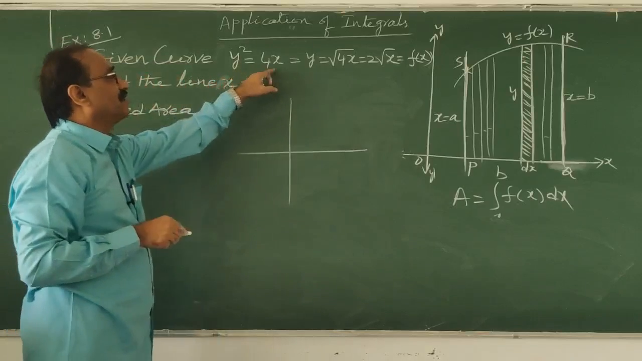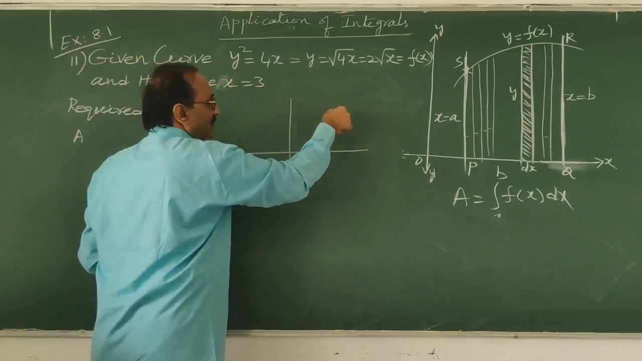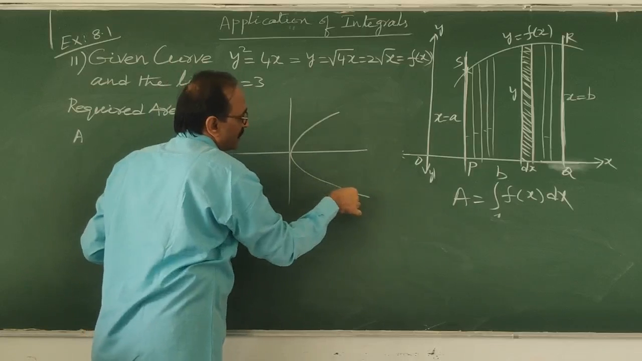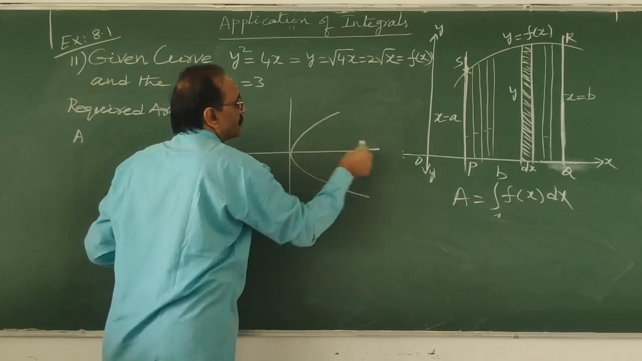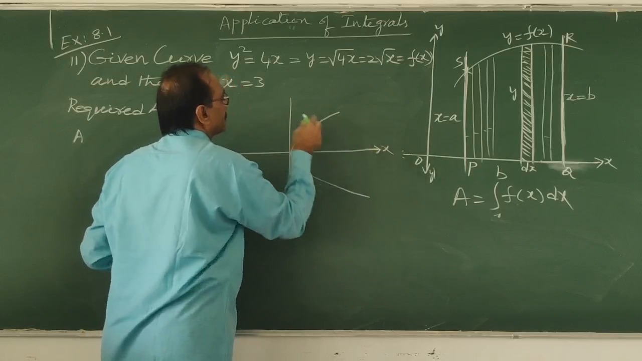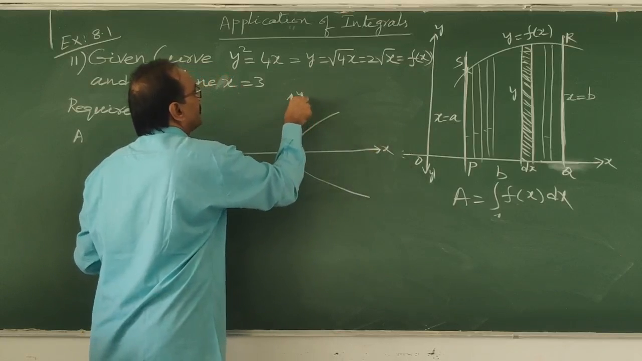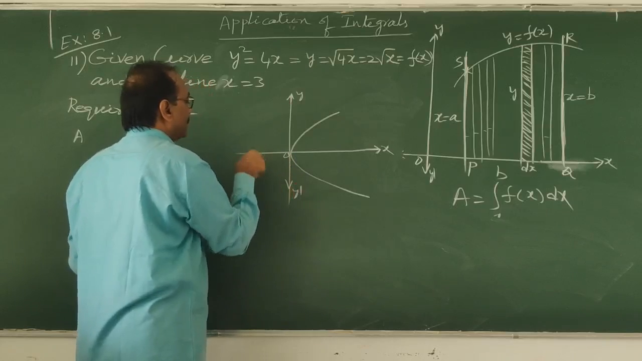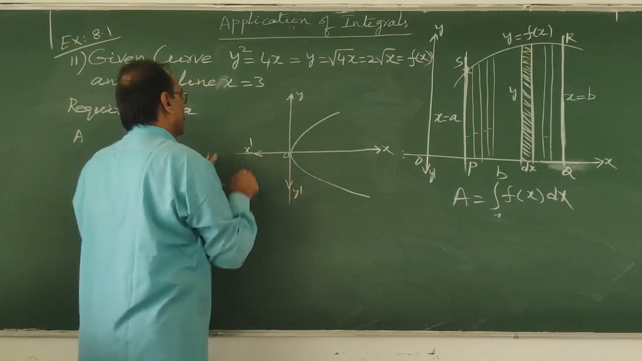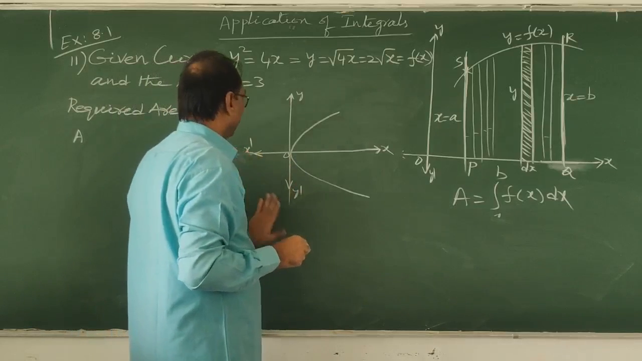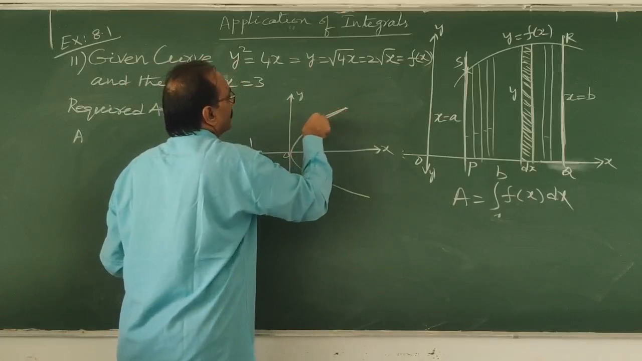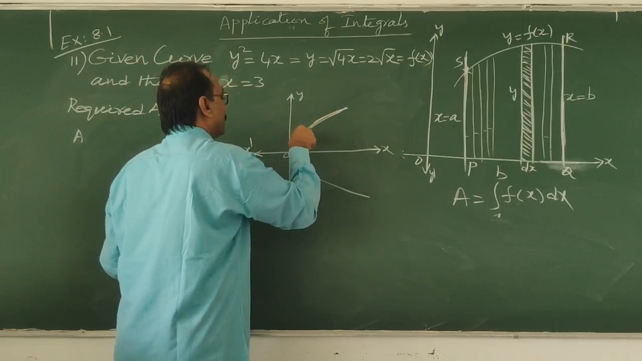Again it is y square equal to 4x, the standard formula, so I am happy because I know that. This is the curve. This is the X-axis, this is the Y-axis, and this is the origin. This is Y dash and this is X dash. Now, this is the already given curve, y is equal to some root x. Okay, no problem.